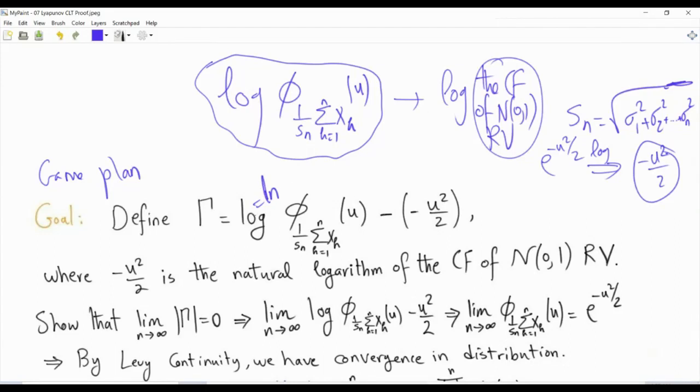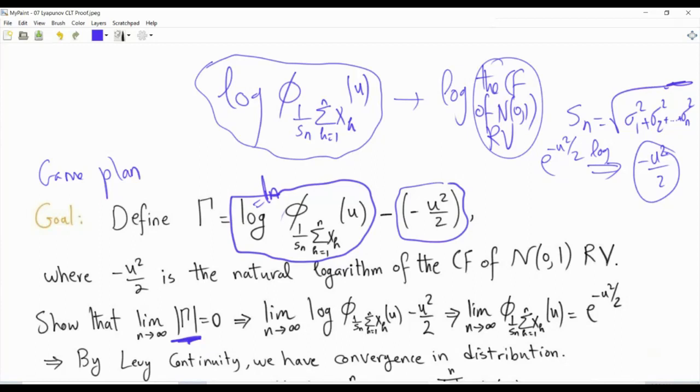So what do you think will be the plan? The plan is we will take this quantity, and we will take this quantity, which is again the logarithm of the characteristic function of a standard Gaussian. We will take the difference, and we will try to show that the magnitude of the difference as n goes to infinity is 0. So we want to show convergence. This thing can be complex valued, no problem. So we will try to show that the magnitude of the difference goes to 0 as n goes to infinity.